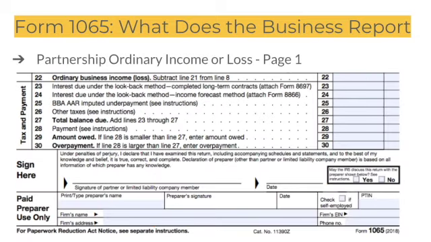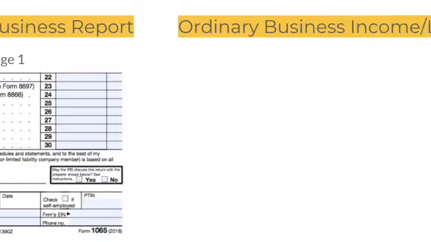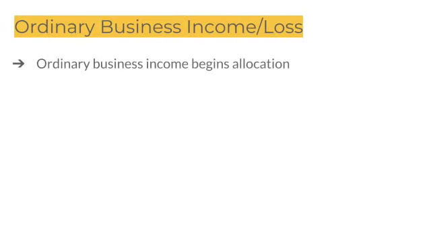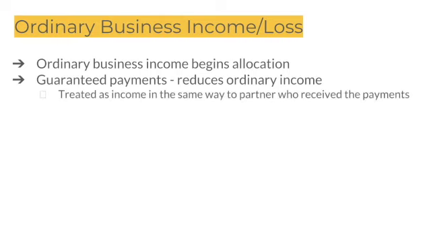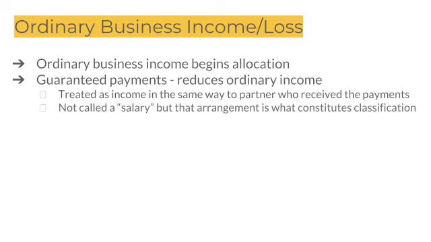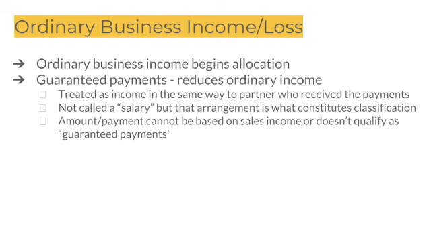Already explained that section, the taxes that apply to specific situations. So ordinary business income begins the allocation and is allocated to the partners. Guaranteed payments do reduce ordinary income. You saw them listed under the expense, but they're also treated as income to the partner who received the payments. So it's not called salary, but it's a situation like salary.